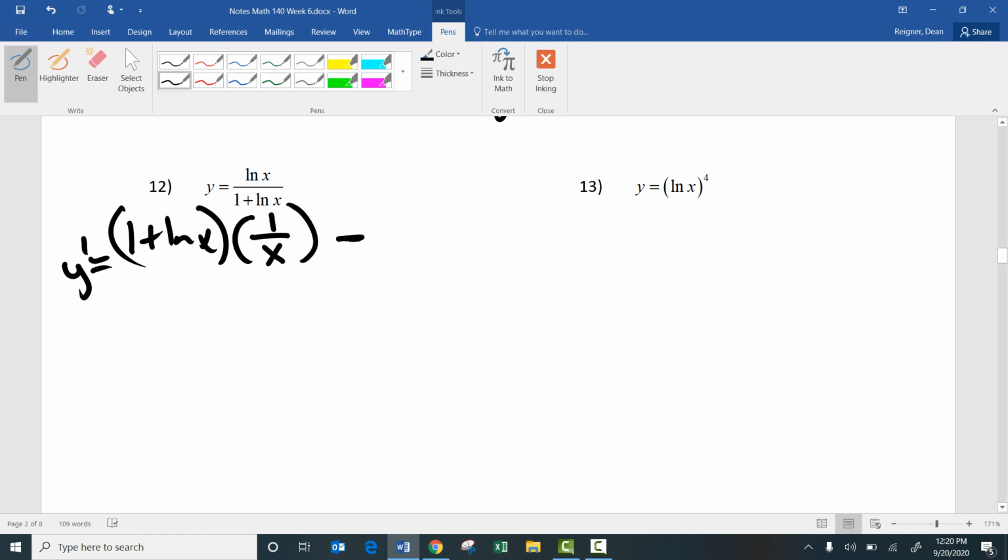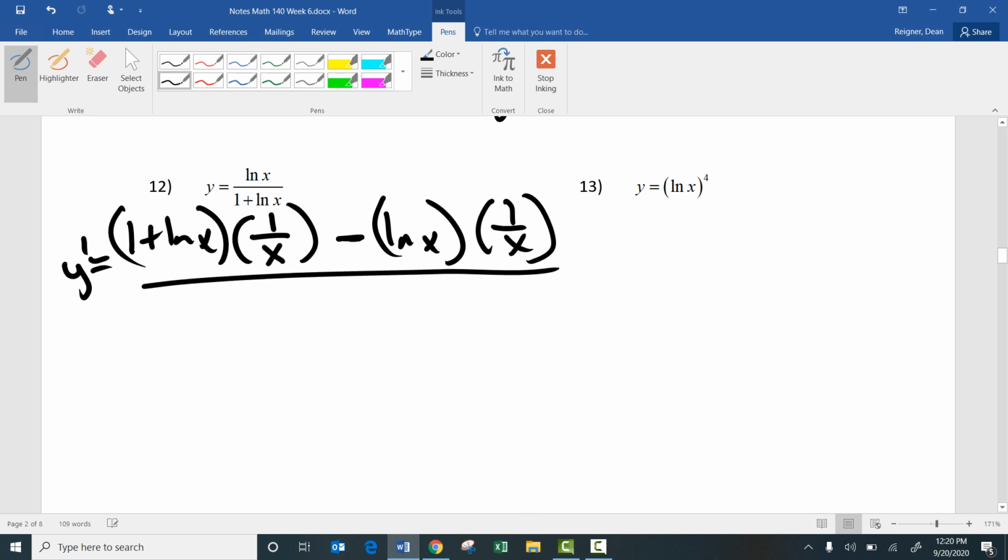So bottom derivative of the top minus top, derivative of the bottom, derivative of 1 is 0. The derivative of a natural log, once again, is 1 over that thing, and then the derivative of x is 1. All over bottom guy squared. All right, so now we're actually going to multiply this thing out and show you what actually happens, or maybe you can see it for y prime.